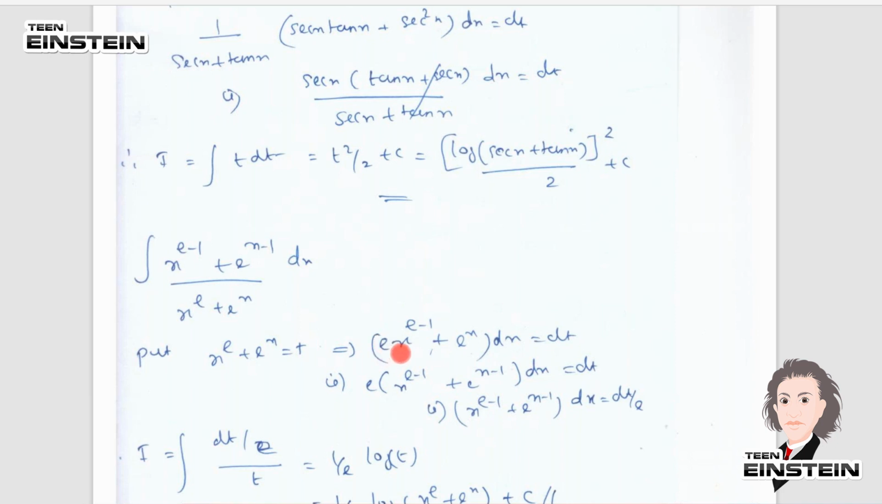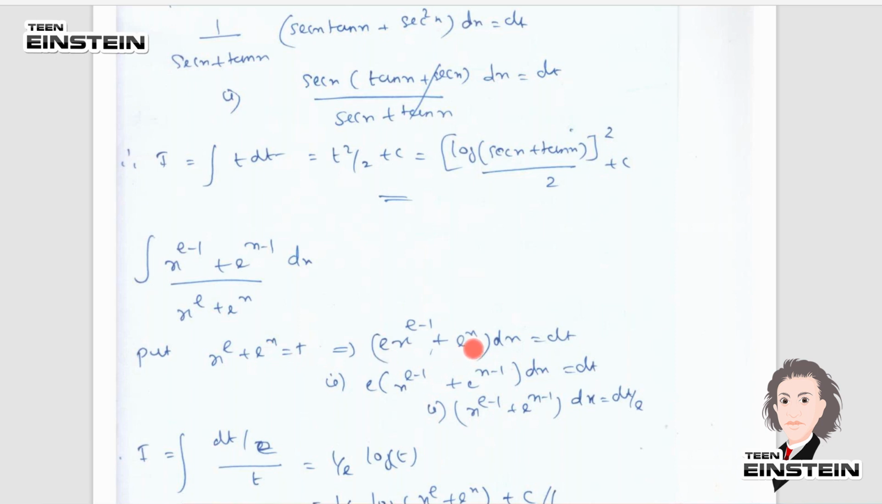Plus differentiation of e power x. Differentiation of e power x is e power x only because here the constant term is 1. Coefficient of x is 1, so 1 e power x. If you have e power 2x, then you'll be getting 2 into e power 2x. So here I am getting e power x into dx is equal to dt.